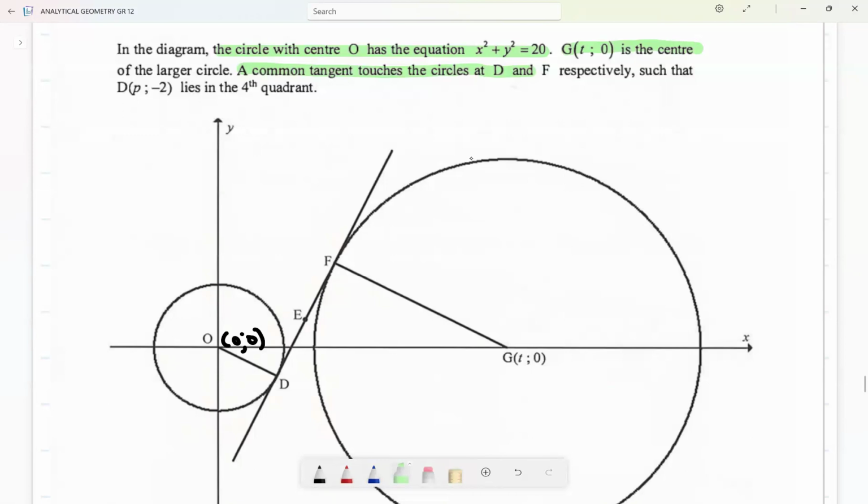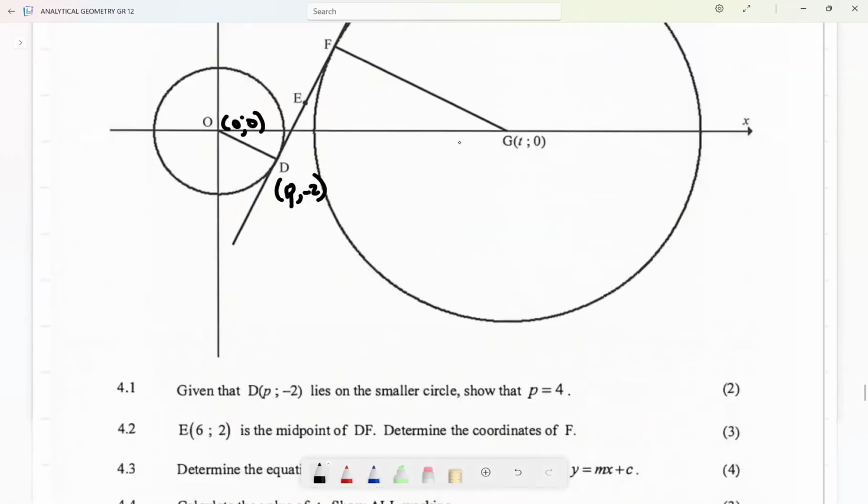So a common tangent touches the circles at D and F respectively, such that D(p, -2) lies in the fourth quadrant. So we have the coordinates of D to be p and negative 2. Given that D of those coordinates lies on the smaller circle, show that p is equal to 4.